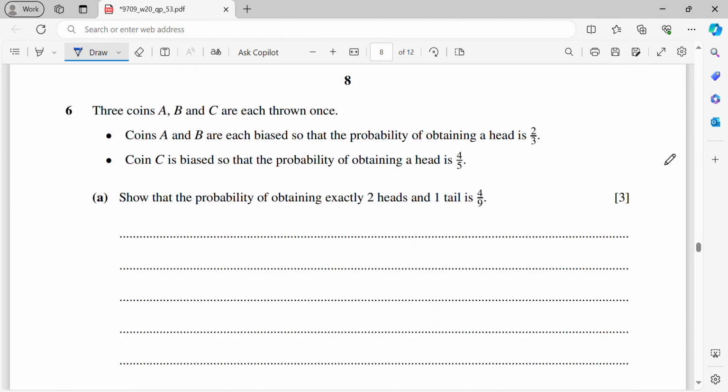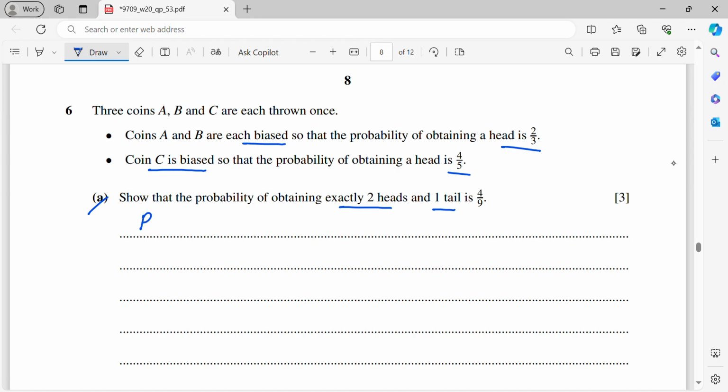Okay, now question number 6. 3 coins A, B, and C are each thrown once. Coins A and B are each biased, so that the probability of obtaining a head is 2 over 3. C is biased, and the probability of obtaining a head is 4 over 5. Part A, show that the probability of obtaining exactly 2 heads and 1 tail is 4 over 9.